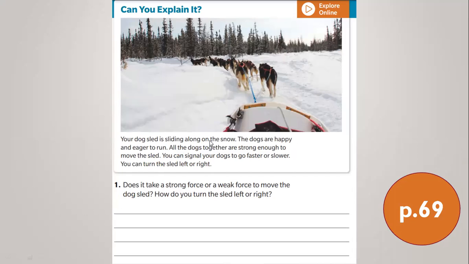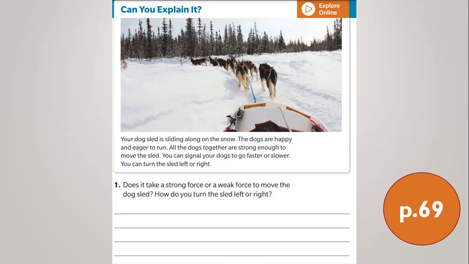So your dog sled is sliding along on the snow. The dogs are happy and eager to run. All the dogs together are strong enough to move the sled. You can signal your dog to go faster or slower. Does it take a strong force or weak force to move the dog sled? How do you turn the sled left or right? Does it take strong or weak?